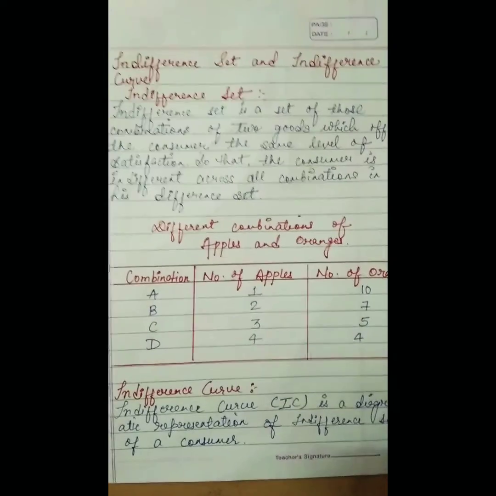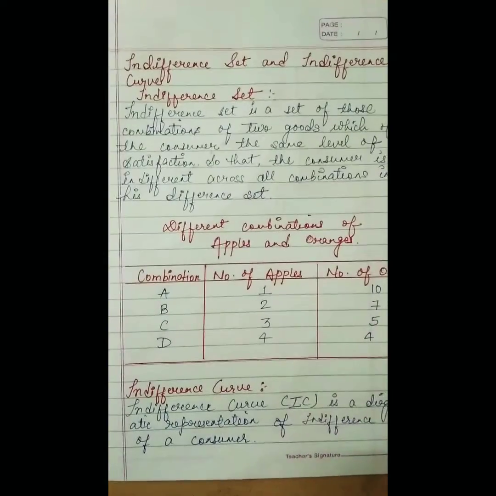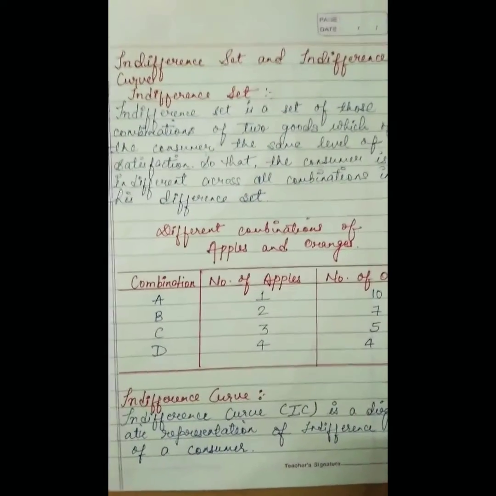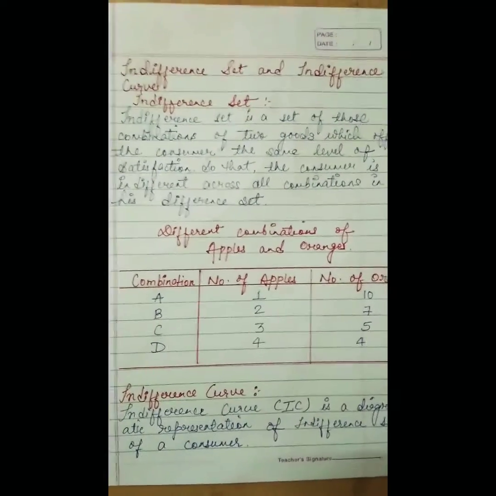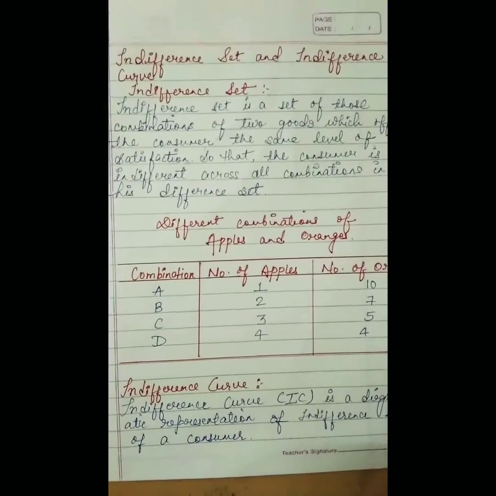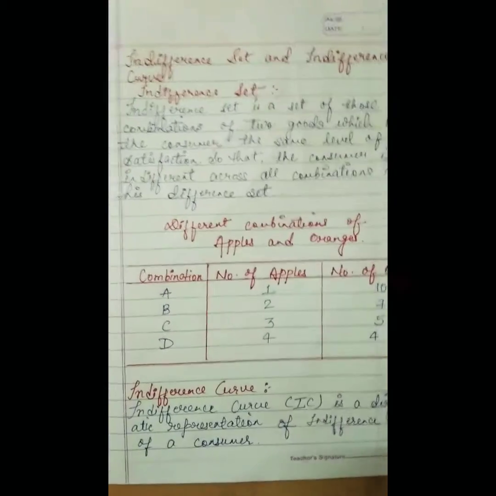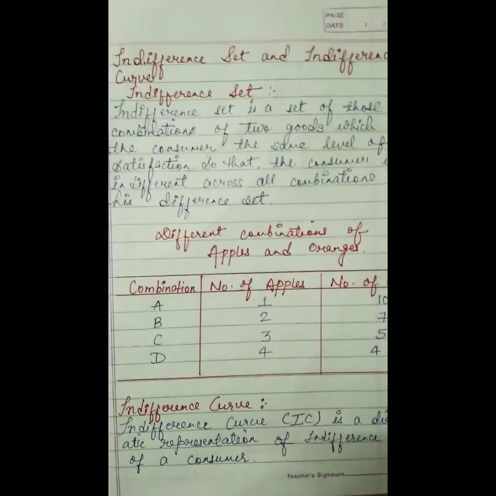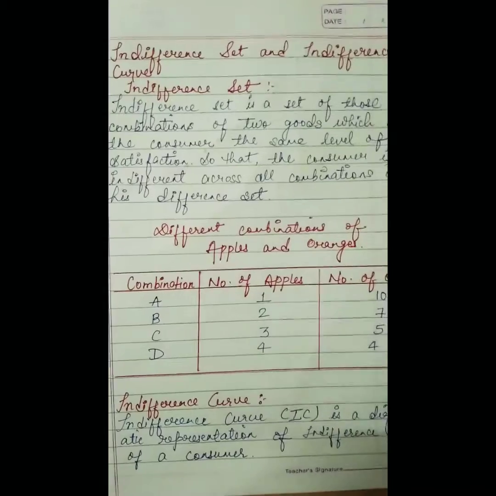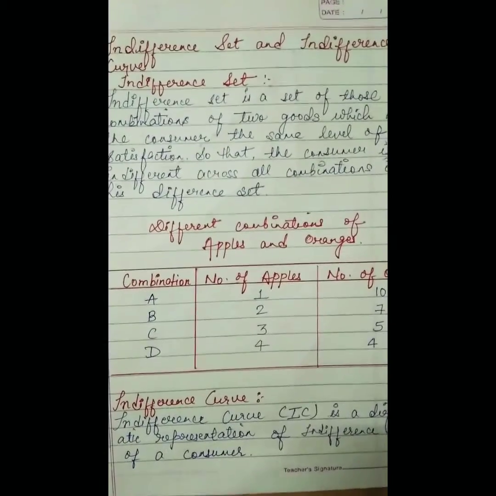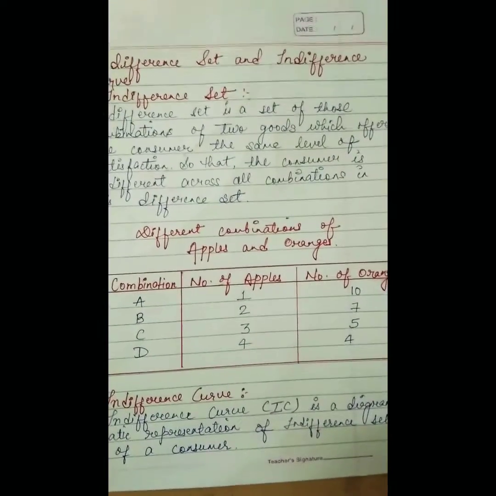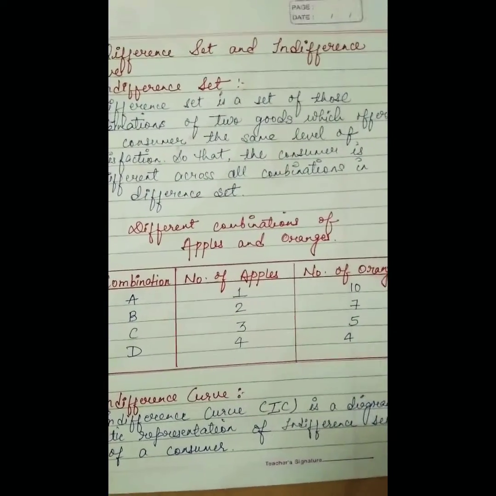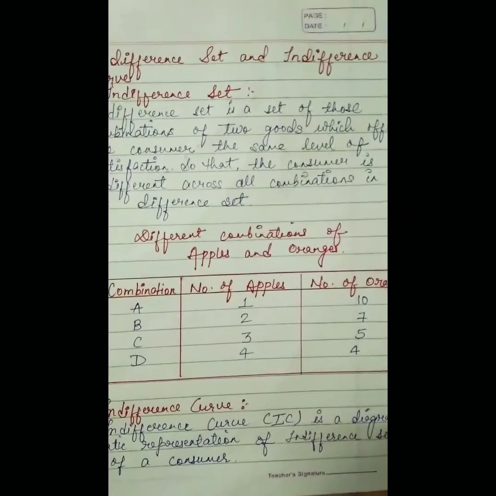Now we will study what an indifference curve is. Very easy. If you remember the schedule and the definition, then you can easily define what a curve is. In the whole of microeconomics, if the theory is clear to you, you can easily define it. A curve is nothing; it is just a diagrammatic representation of the indifference set. An indifference curve is a diagrammatic representation of the indifference set or indifference schedule of a consumer.